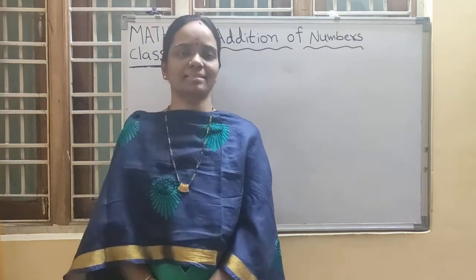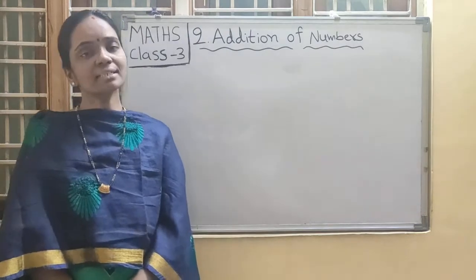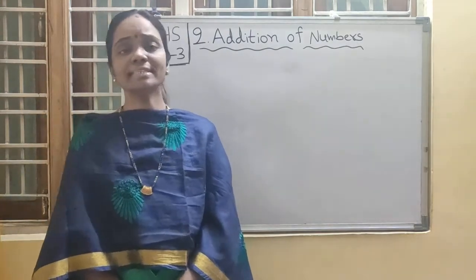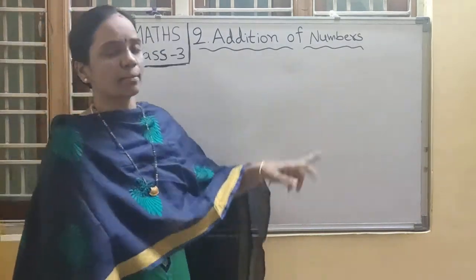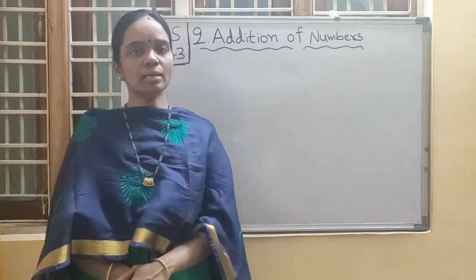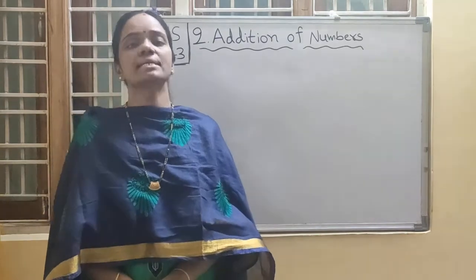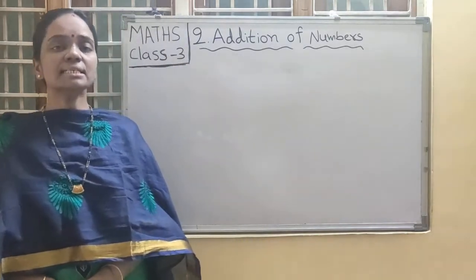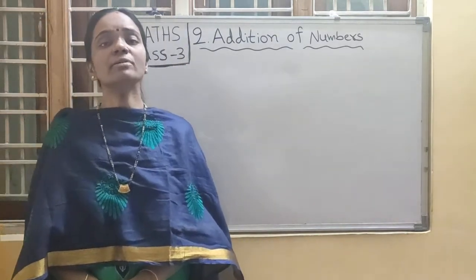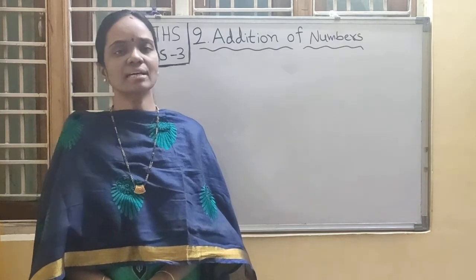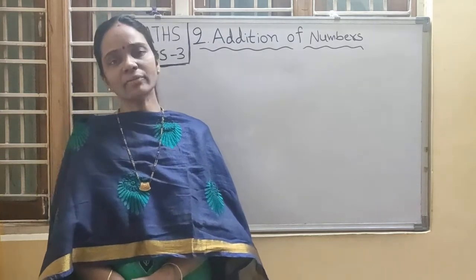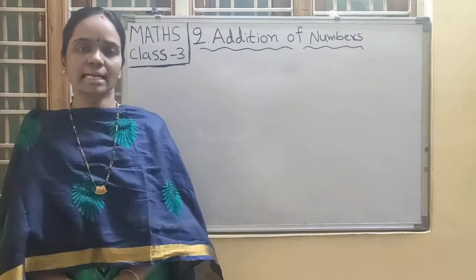Welcome to the maths class, okay? We have already started chapter 2, right children? What is our chapter 2? Addition of numbers. Children, tell me what you have learned from the previous class of this chapter. We discussed addition of 2-digit and 3-digit numbers without regrouping and with regrouping. Very good.